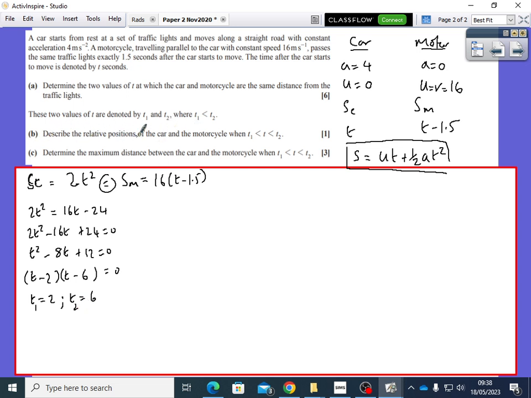Describe the relative positions of the car and the motorbike when the time is between t1 and t2. Okay, and the best way to do this is probably to do a quick sketch of the graph. So what's happening? If we sketch these two displacement graphs, I'll just draw them quickly here.